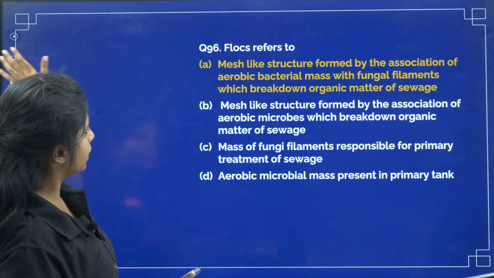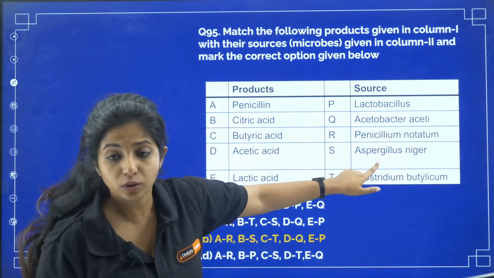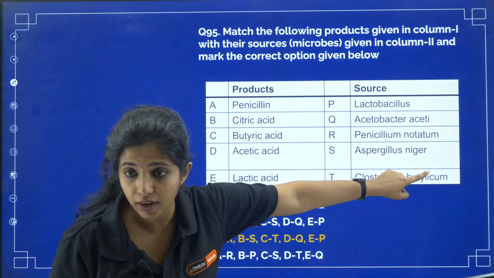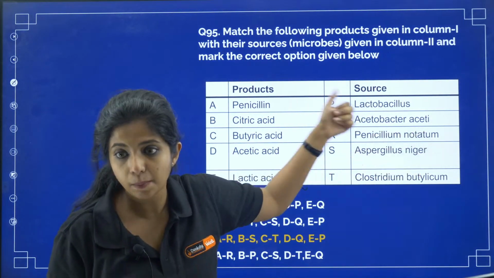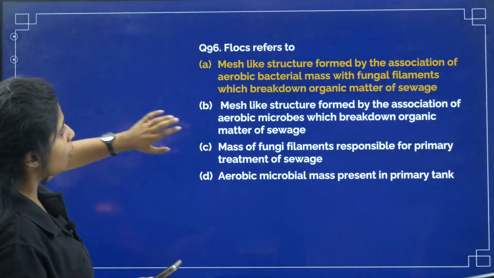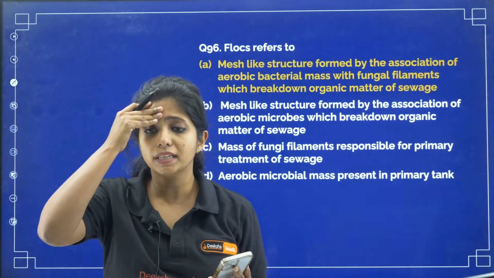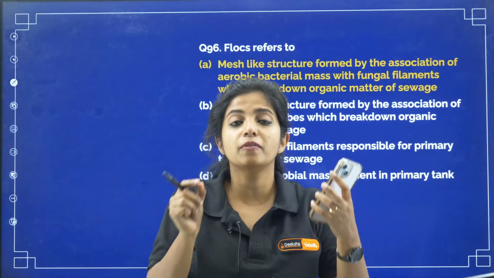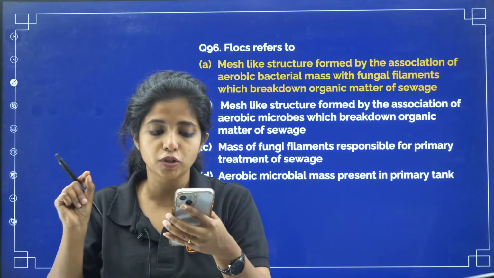Over here, one more thing, that is citric acid is produced by Aspergillus niger. This is the fungus. Even Penicillium notatum is a fungus, and penicillin is what? Antibiotic. Now over here, what are flocks, my dear children? Flocks are basically the mesh-like structure which is formed with the help of aerobic bacteria and also fungal filaments together.